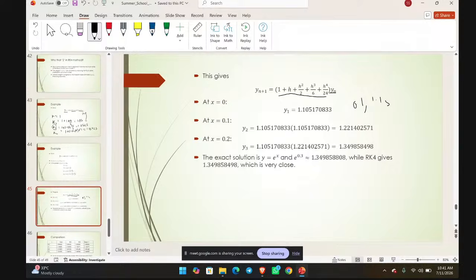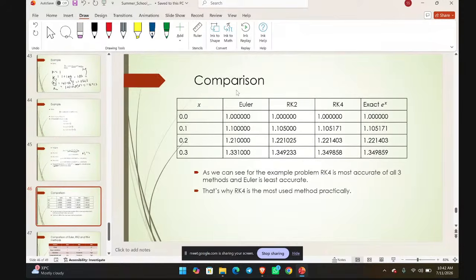As you can see, again, the exact solution is e power x. E power 0.3 is 1.3498588. We got 1.3498584. So we got 6 decimals of accuracy. So as you can see, RK4 is more accurate as we do more slope evaluations. Let us compare these values. We used the same example everywhere to show you this comparison properly.